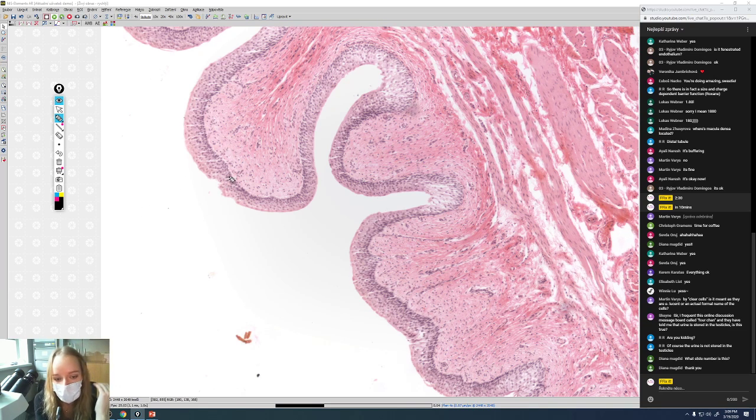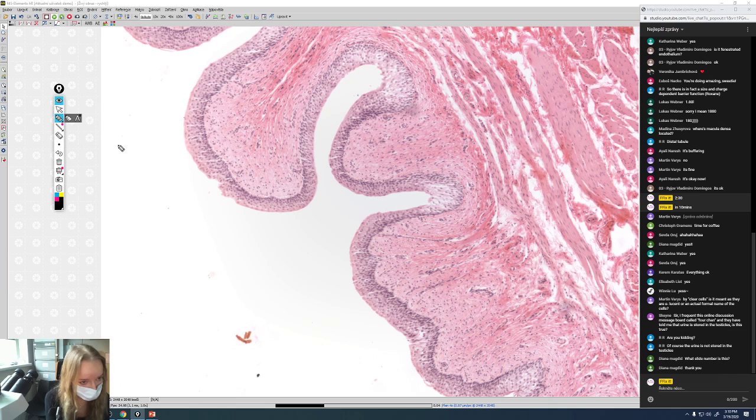We have mucosa, muscularis, and serosa, and in some parts of the bladder adventitia, because the bladder is covered by the layer of peritoneum on its upper portion. It's covered by peritoneum, so sometimes we're going to find serosa most of the time, sometimes adventitia, but in most cases you should be able to find serosa. But yeah, so let's describe these layers here.